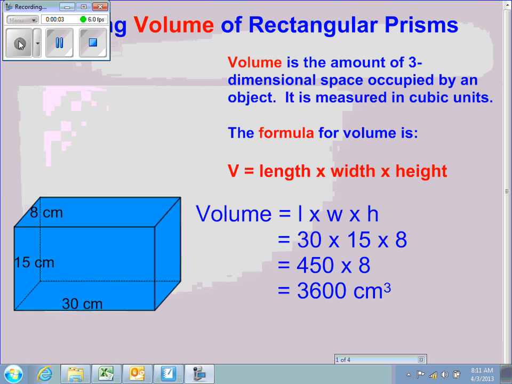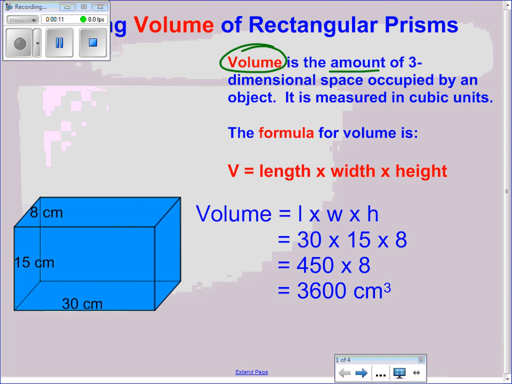Welcome once again to volume of a rectangular prism. Remember that volume is the amount of space occupied by an object. It's measured in cubic units, and the way we write that is units cubed, to the power of 3.